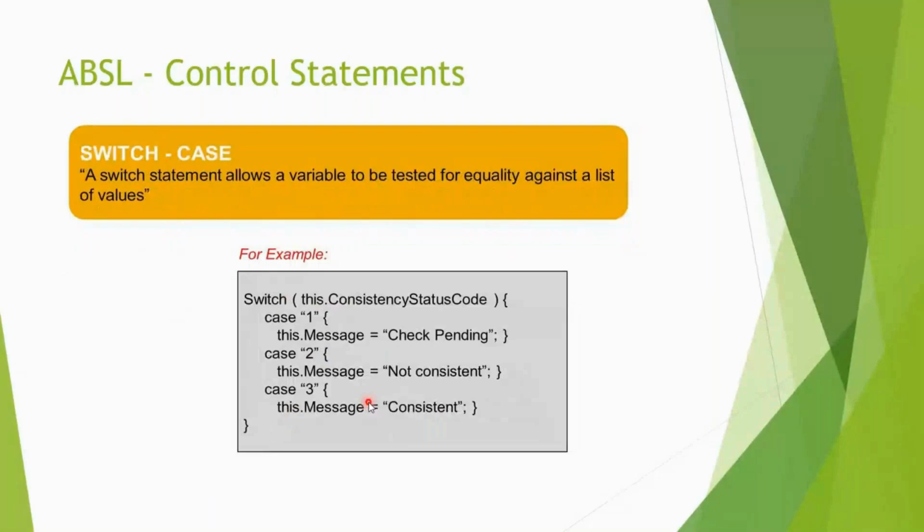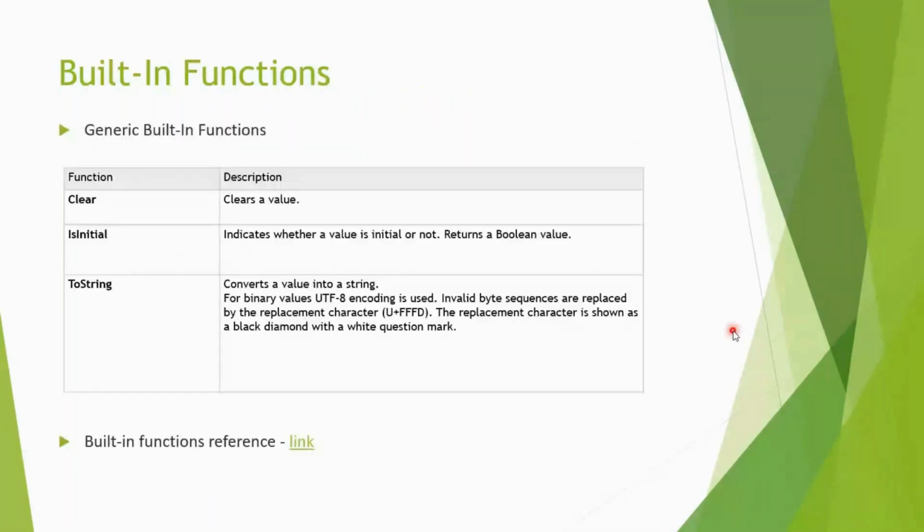Again, if this condition is returning as one, case one means this block will trigger. If the code is two, then this message. If we have multiple cases, we can write a switch case in the backend. Okay, so maybe we'll go through these functions once.